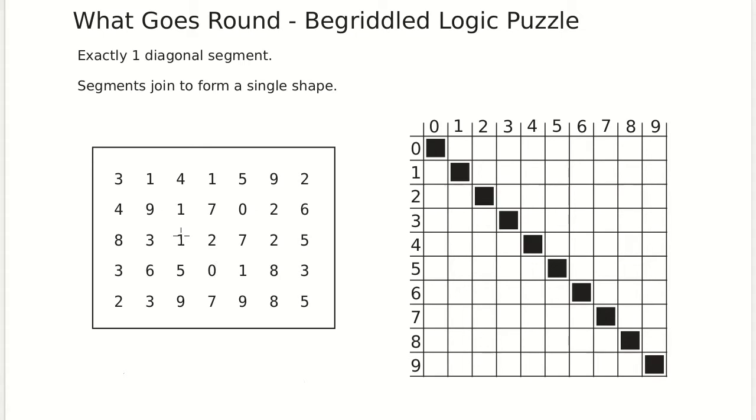Okay, there's a couple there going from 0 to 1, so we can cross that out. That can't be. Also 0 to 2 and 0 to 7. There's just the one diagonal going to 0 from 0 to 7. So I'll put a dot in for that because that could be the single diagonal segment that we're looking for.